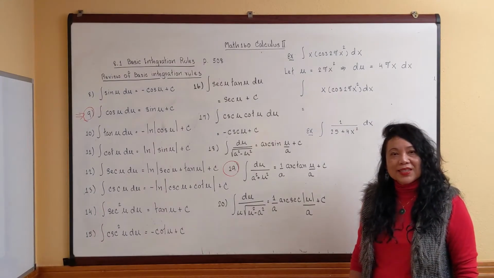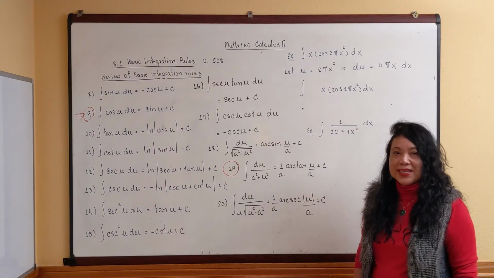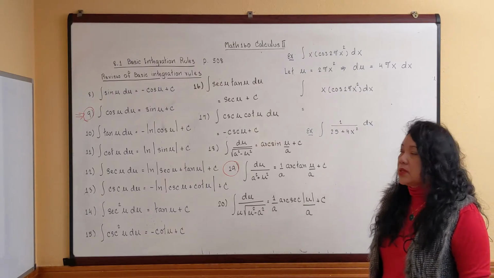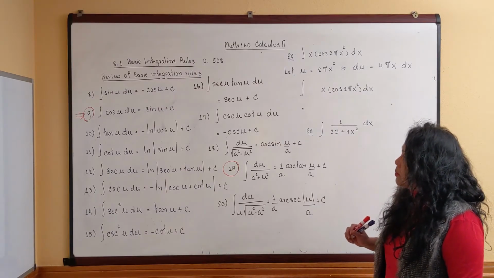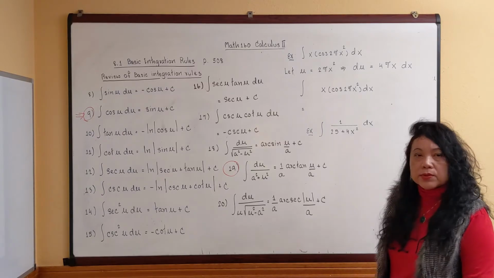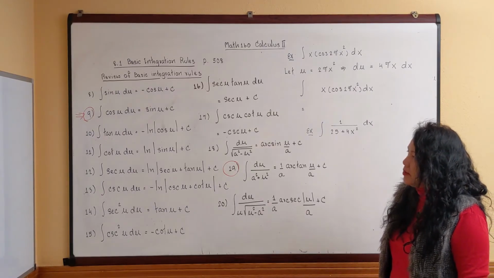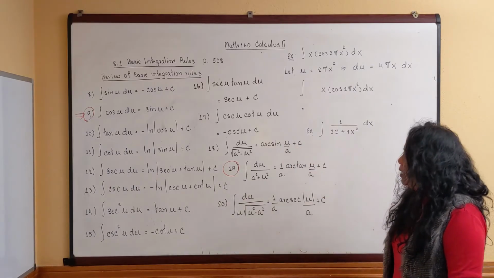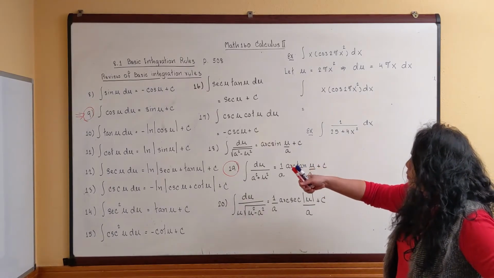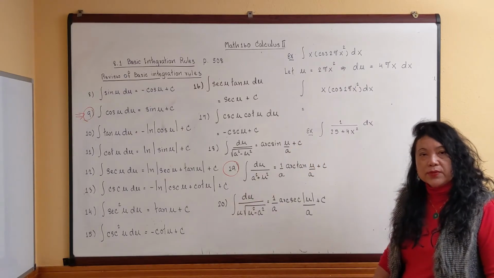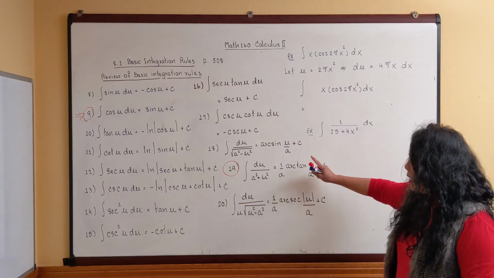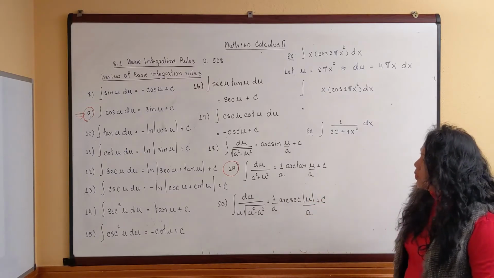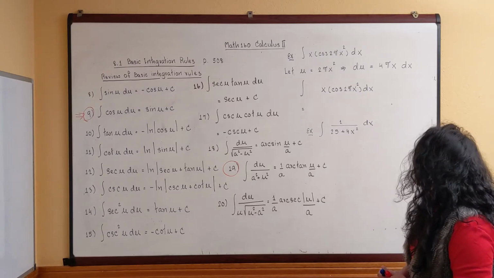Hi everyone, let's continue our 8.1 section. We want to see more examples. In the first section, I gave you some properties or basic integration rules, number 1 to number 7. Now we have number 8 to number 20. Number 8 to number 17 are all trig functions, and then 18, 19, and 20 are something special. So let's look at an example here.